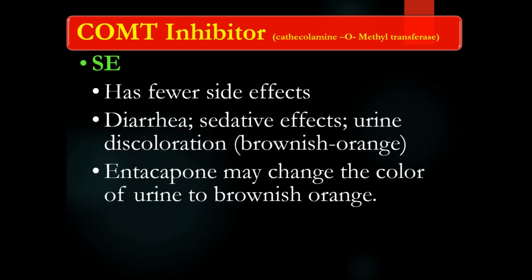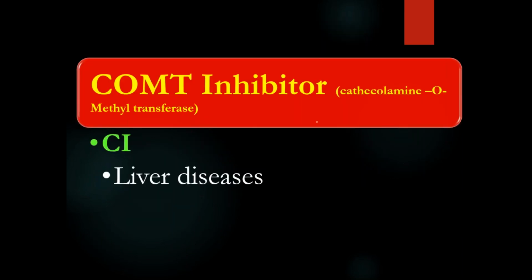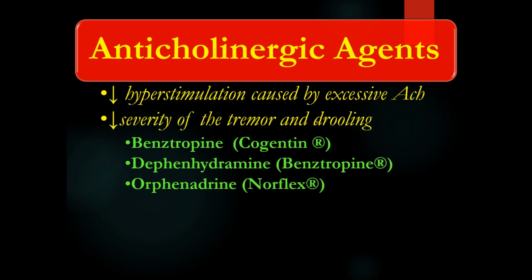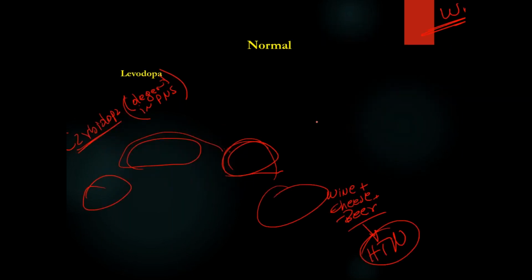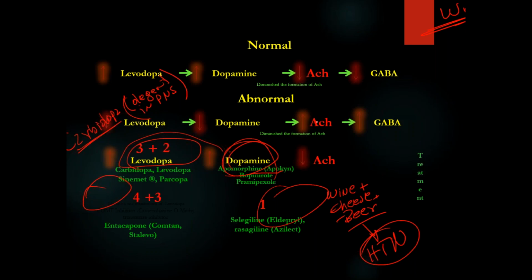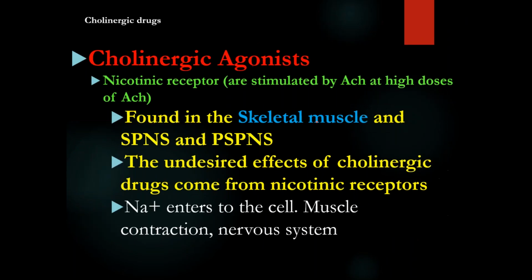We have discoloration of the urine that is brownish orange. Very simple, because the patient is going to complain, there's something wrong with me. Okay. Anticholinergics, and then that is about Parkinson's.